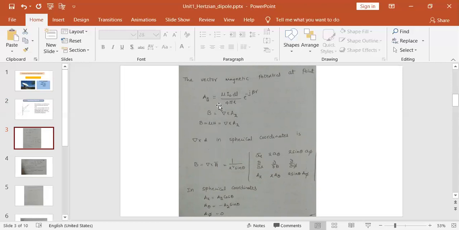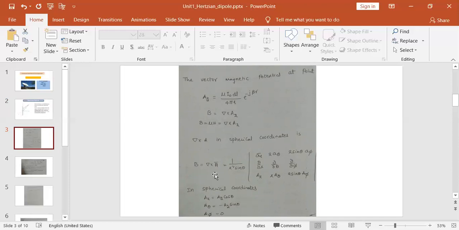But here our vector magnetic potential is in rectangular coordinate system. So first we have to convert Az into spherical coordinate system, that is in terms of r theta phi, spherical coordinates.